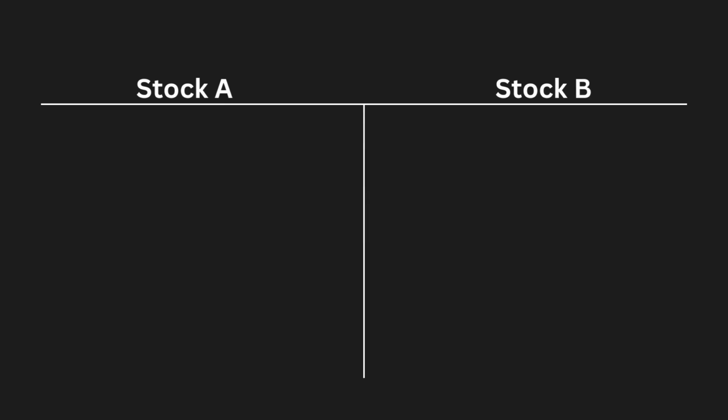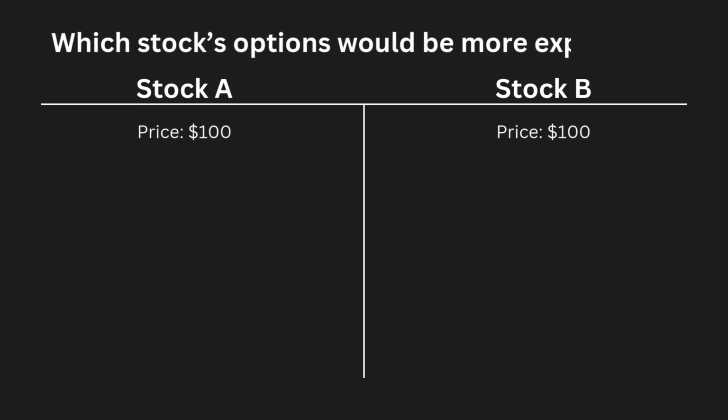Well, let's consider an example. Let's say we have two stocks. Let's also assume that all the attributes between the two stocks are the same. Both stocks are at $100 per share. Which stock would have more expensive options? Stock A has an IV of 20. This means that the market expects stock A to move positive or negative 20% within 1 year.